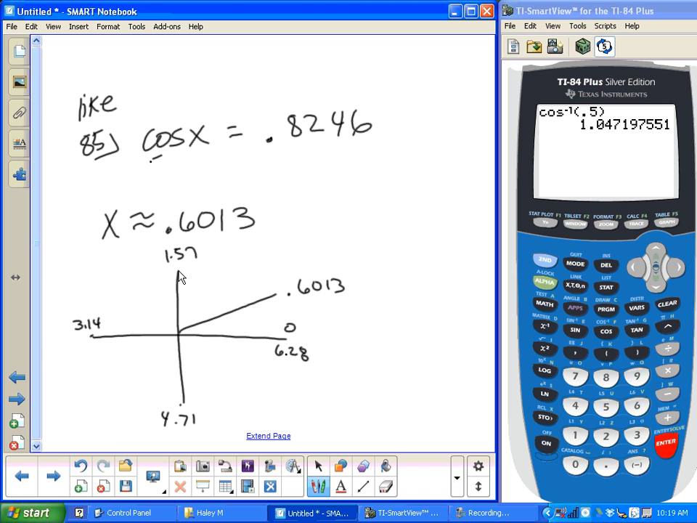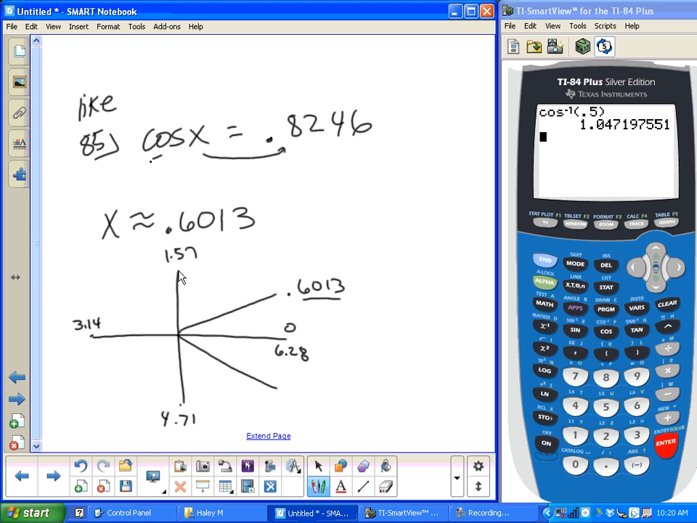Now, where else is cosine positive? In the fourth quadrant, right? So not only are we going to have the solution in the first quadrant, but we're going to have a solution in the fourth quadrant that we have to figure out. Okay, so I'm going to draw a reflected angle in the fourth quadrant, and we have to figure out what that is. The way we figure it out is to use a reference angle. So we're going to go back and use reference angles.